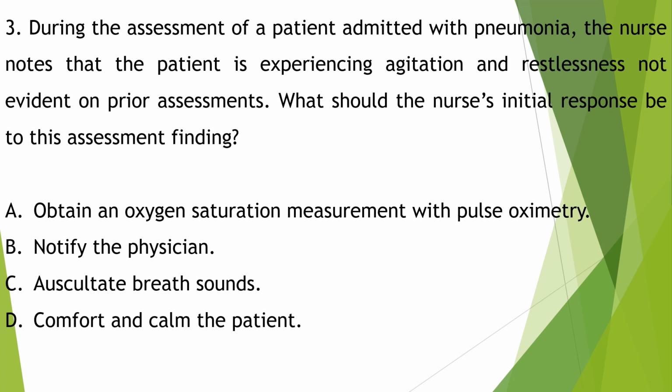So the patient has been admitted with complaints of pneumonia and the patient is having an experience of agitation and restlessness. It was not present in the prior assessment, now it is shown by the patient. So at that time, the initial response by the nurse is first to obtain an oxygen saturation measurement with pulse oximetry. Then the nurse can auscultate the breath sounds and notify the physician. Whenever anything is being done, it is to comfort and calm the patient. Here the priority is to take the oxygen saturation.